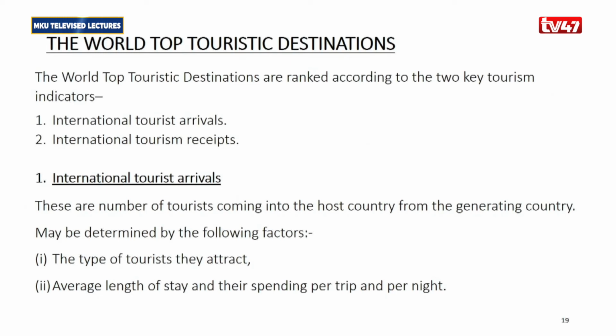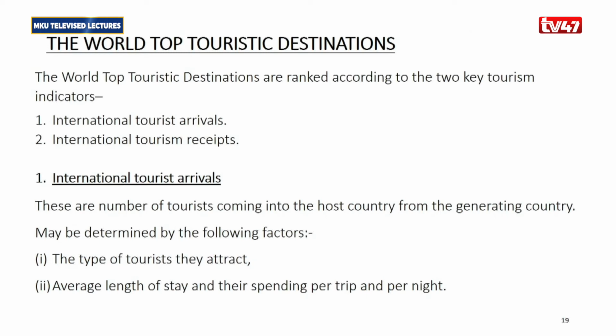And then number two, you have international tourism receipts. This is performance based on the revenue that the country gets from the international tourists that arrive in that country. So the spending power brings out the overall effect of the revenue that this country collects. In short, international tourism receipts is represented by the amount of money or revenue that the country gets from international tourism activity. So we have number one, international tourist arrivals, which I've said is the number of tourists that have arrived in that country from the generating country.